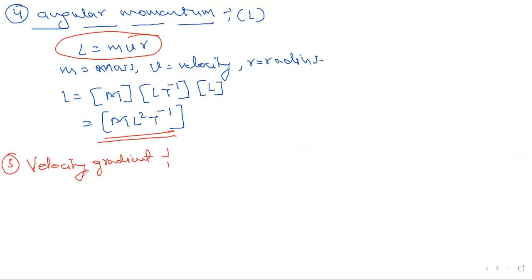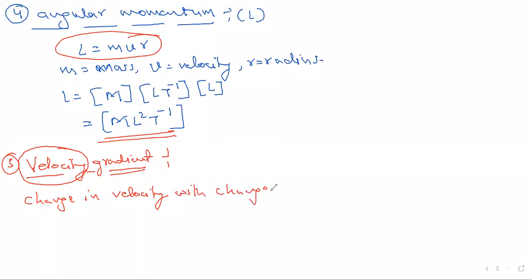This word gradient basically means the change in a physical quantity, whichever is mentioned here, per change in unit distance. I am writing the definition of it. Change in velocity with change in unit distance.